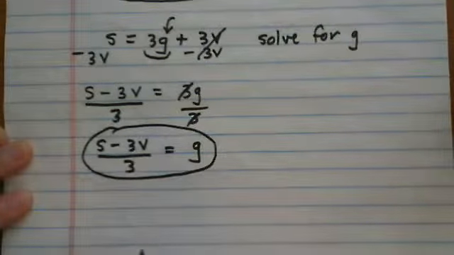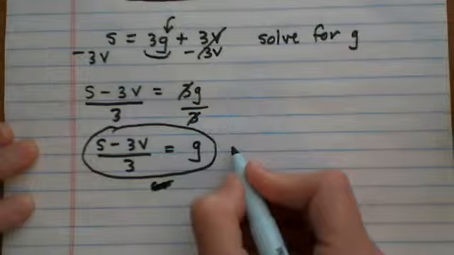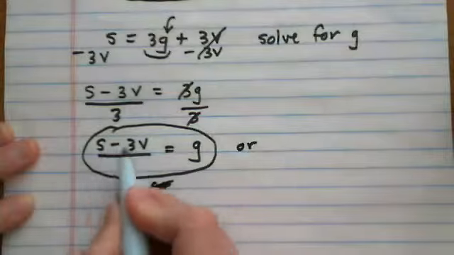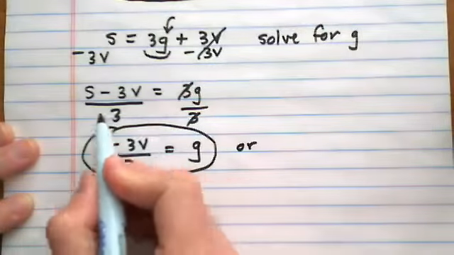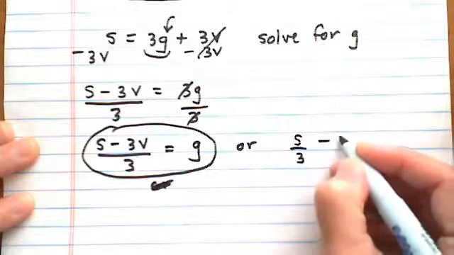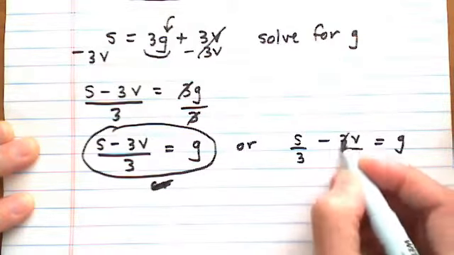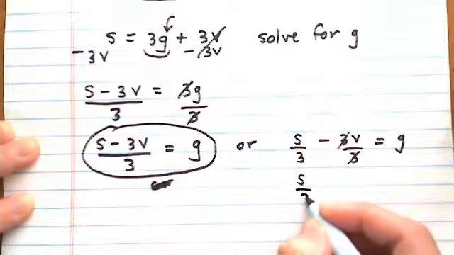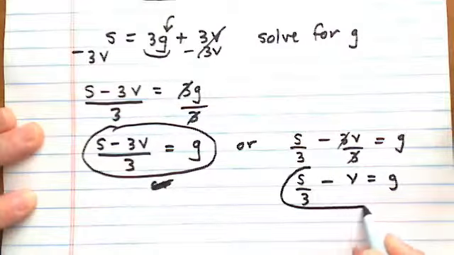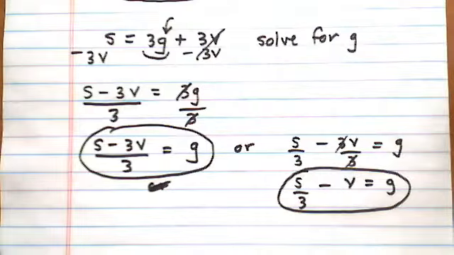We could also write this in a different format, so I'll just say or, and either answer is okay. Actually, let's go this way. If I give the 3 denominator to each term separately, or in other words, up here I divide each of these terms by 3 separately, I would have s over 3 minus 3v over 3 equals g. And then the 3 over 3 here reduced down to 1, so I have another format for the final answer. S over 3 minus v equals g. All right, so both of those are equivalent to the same thing.